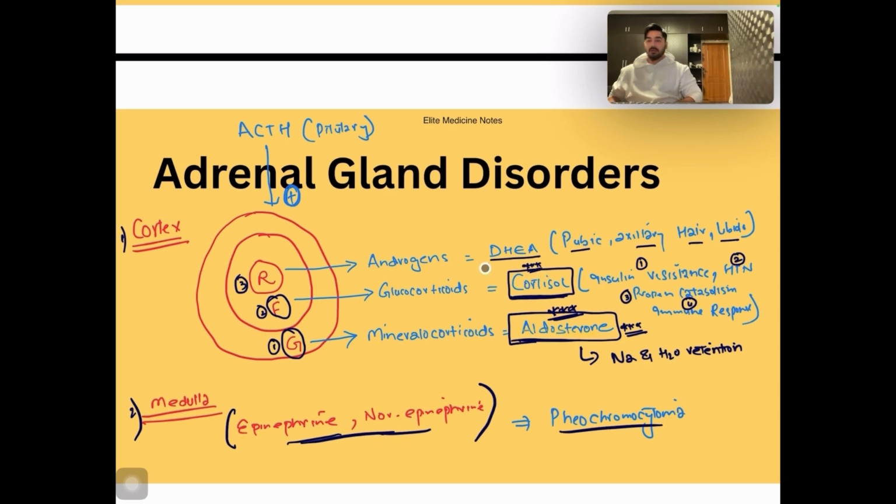And among the androgens, dehydroepiandrosterone is synthesized, which is a precursor of testosterone. Testosterone is responsible for development of pubic hair and axillary hair, and is responsible for libido also.